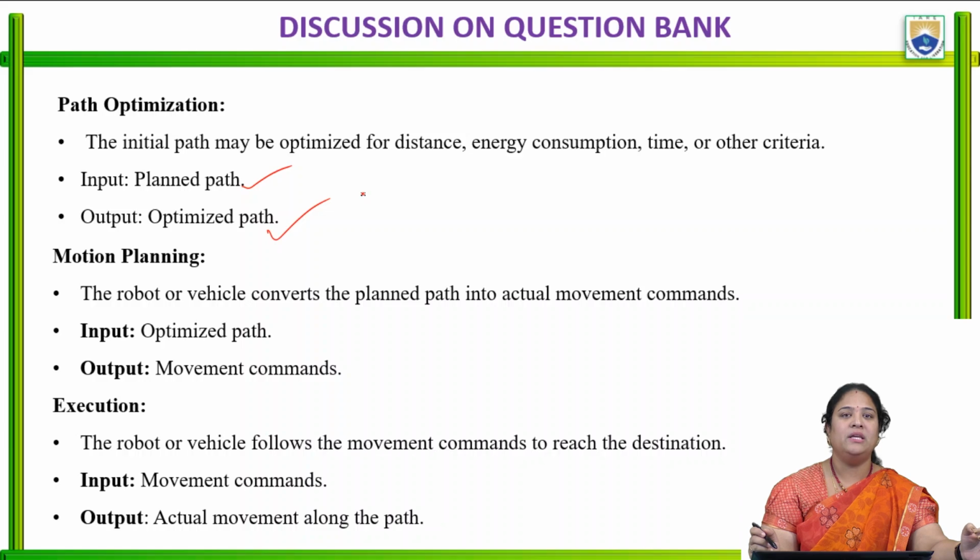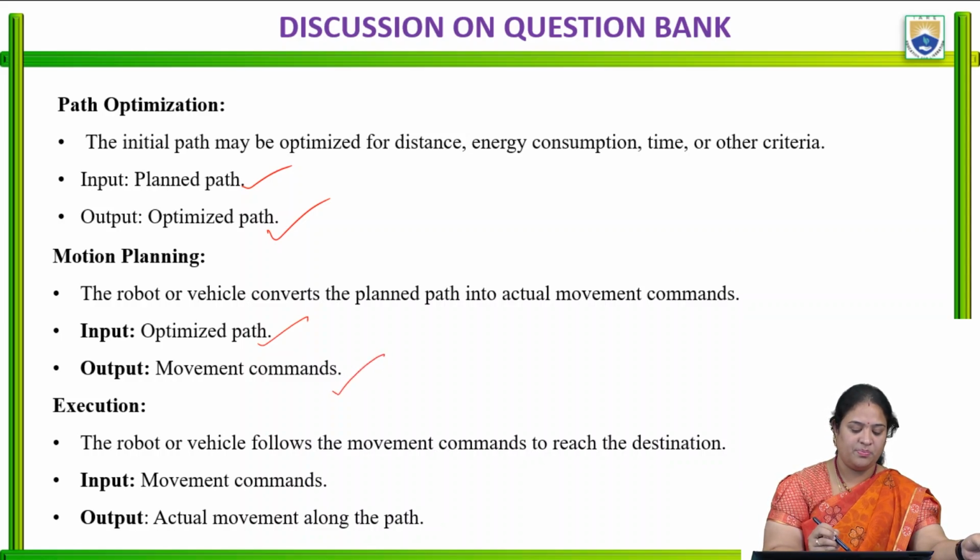The output will be the optimized path. Right? Next is the motion planning, in which motion direction it is moving. That is, the robot or a vehicle converts the path planning into the actual movement commands. That is the optimal path. Input will be the optimal path. Output will be the movement commands.